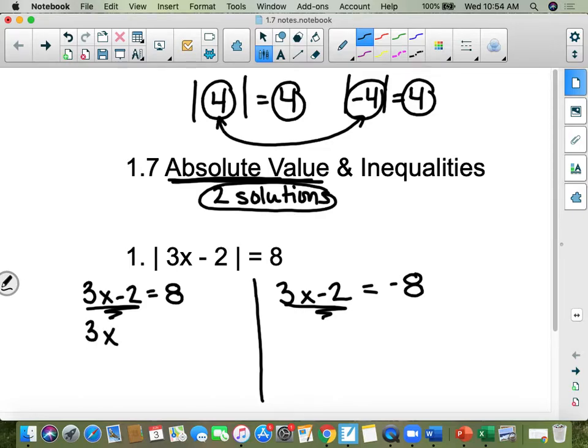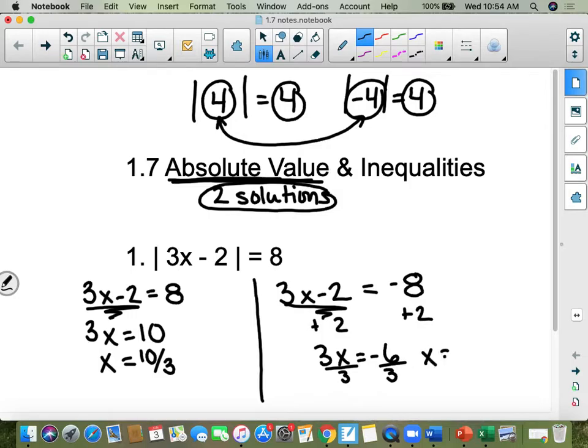You get 3x equals 10 because I added 2 to both sides. X equals 10 thirds. I add 2 to both sides. I'm going to get 3x equals a negative 6. I'm going to divide both sides by 3. X equals a negative 2.